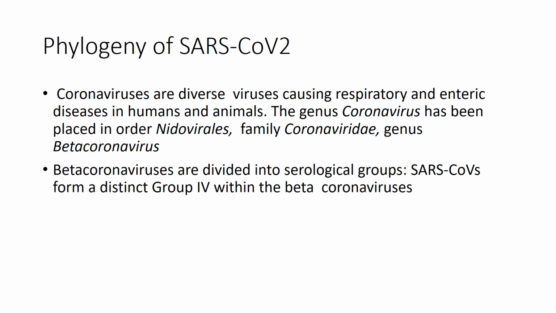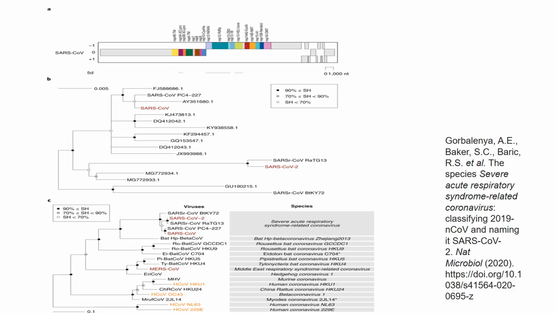In the case of coronaviruses, they're in the order Nidovirales, in the family called Coronaviridae, and the genus beta coronaviruses. Then they're divided into serological groups. Serological groups means according to the antigenic differences that are identified using antibodies, beta coronaviruses fall into 4 groups, actually.